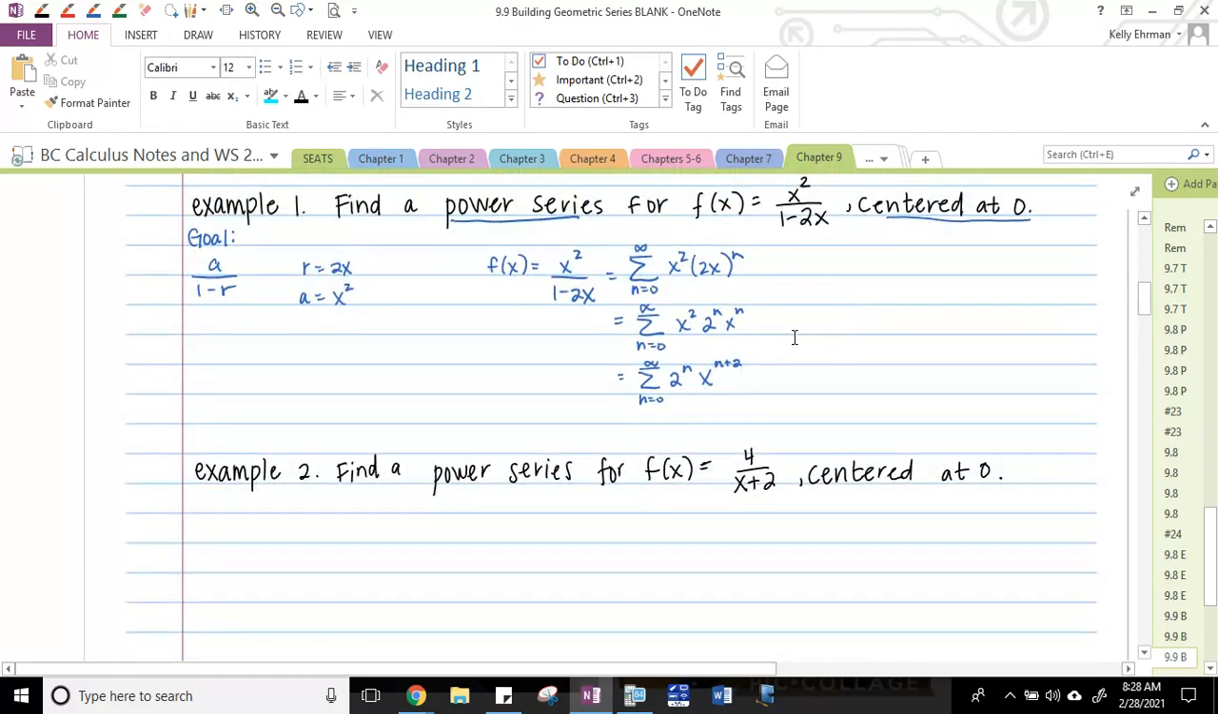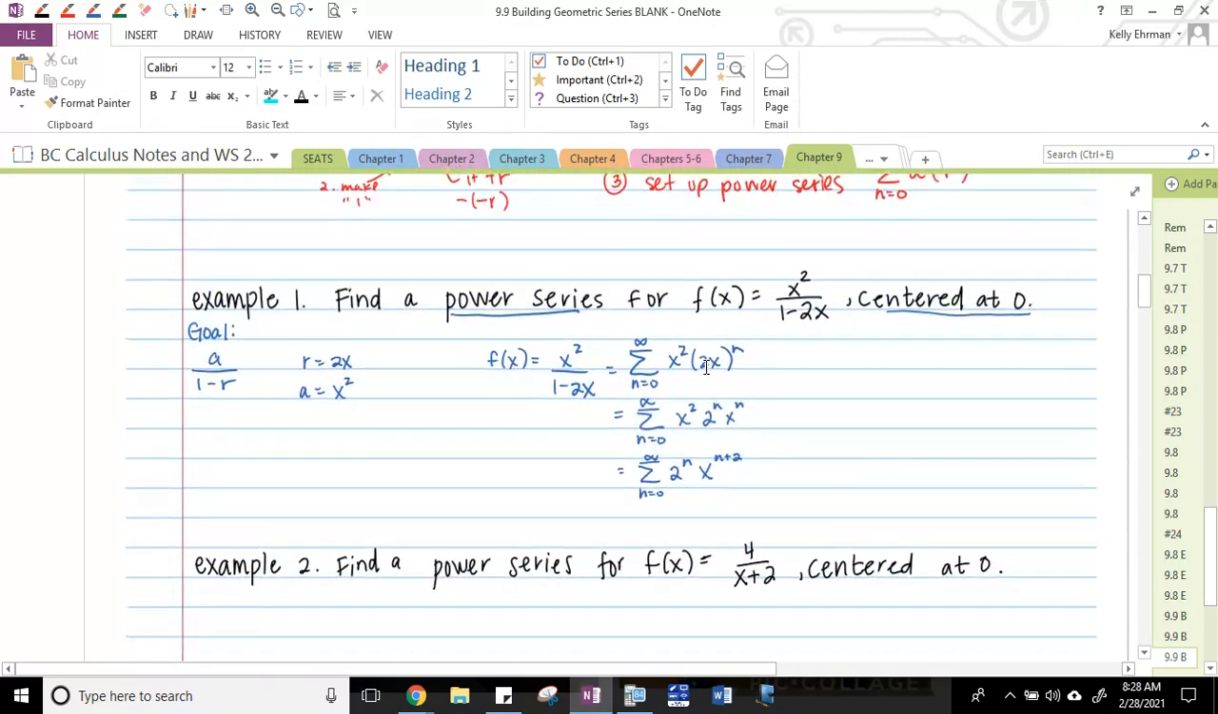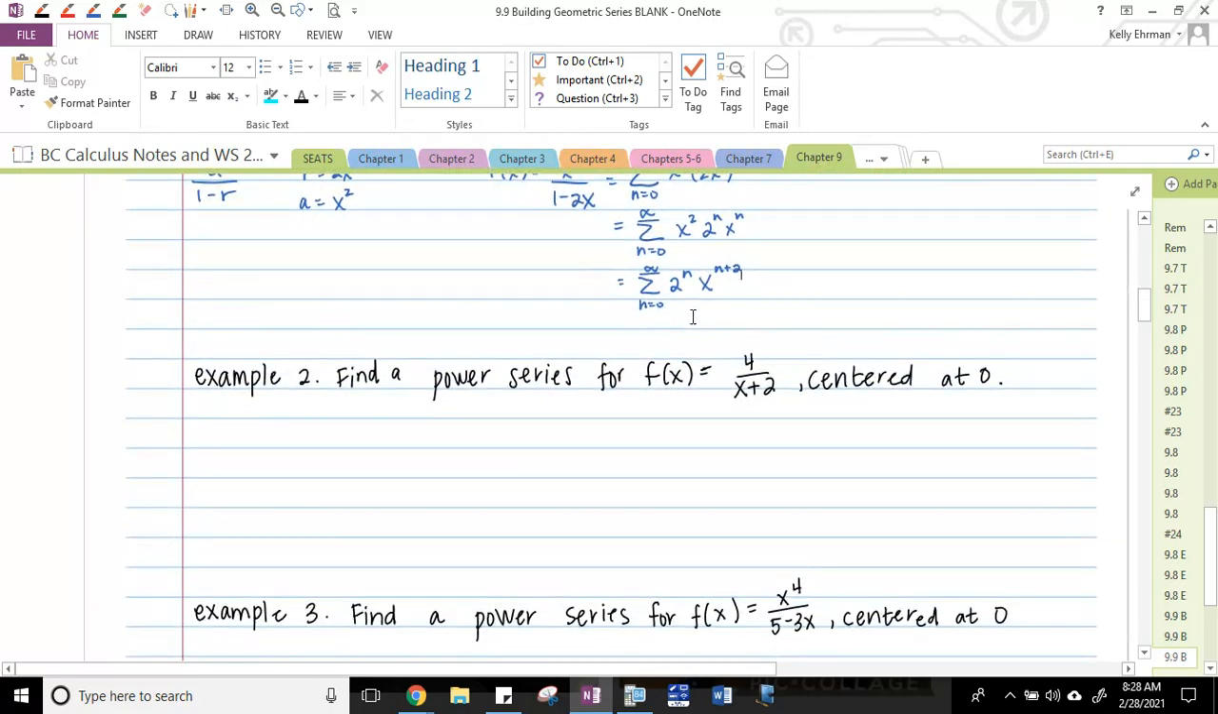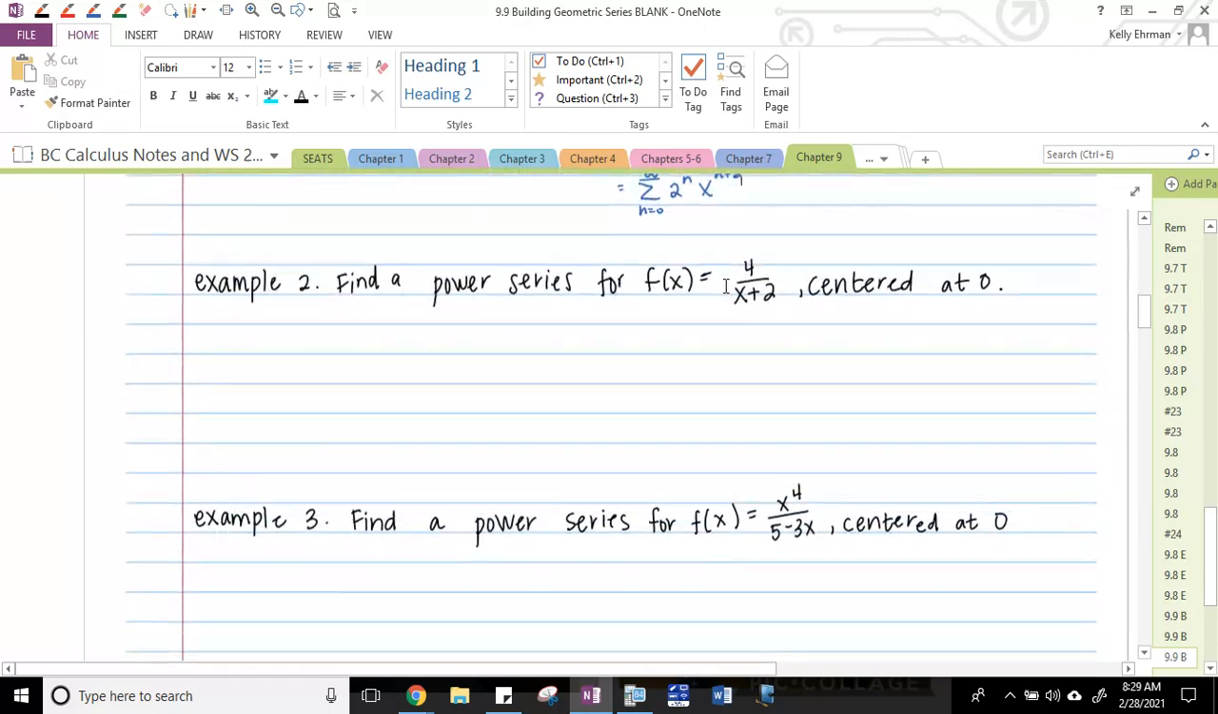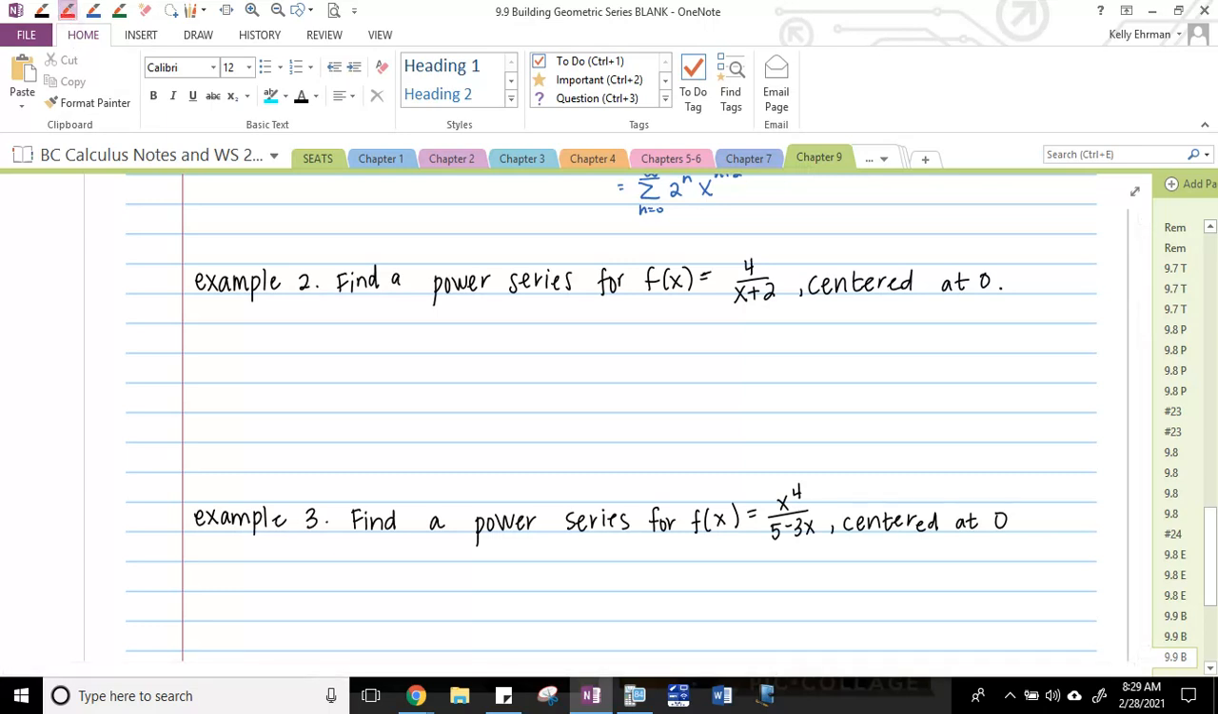And this one, looking at this, let's see. We've got 2 to the n in a numerator here. So I'm kind of thinking this is going to diverge anywhere except for at 0. But anyway, I don't want to take the time. I don't want to lengthen the video to get into interval of convergence. So we won't worry about that yet.